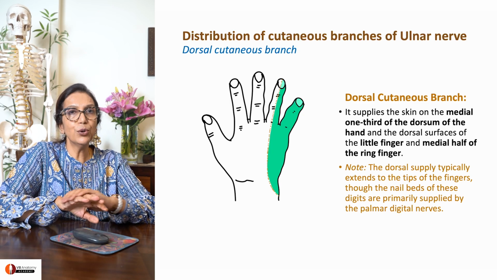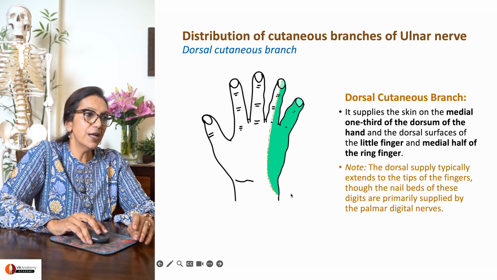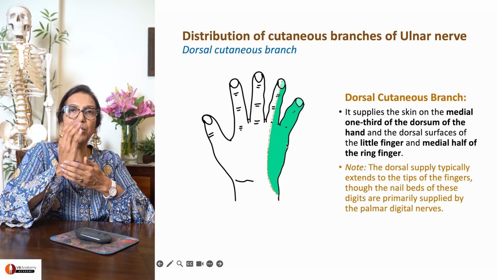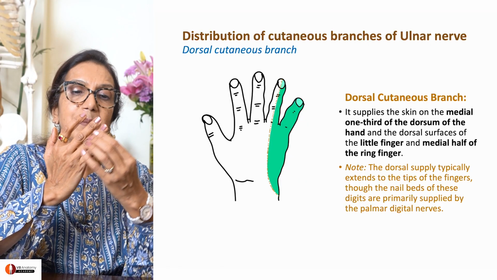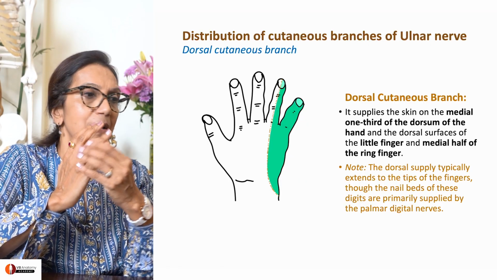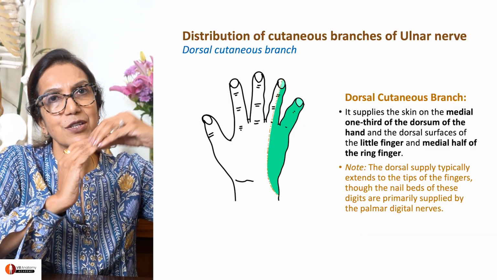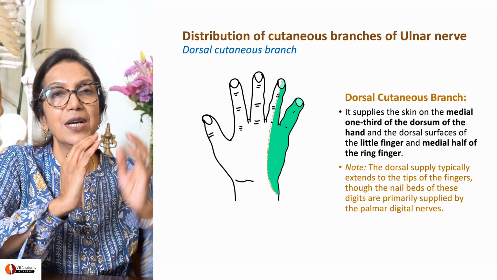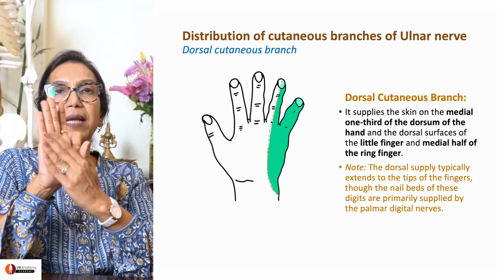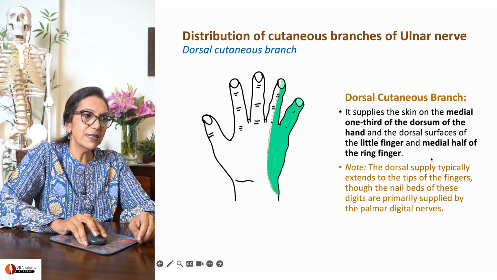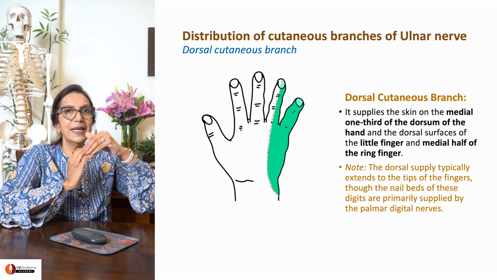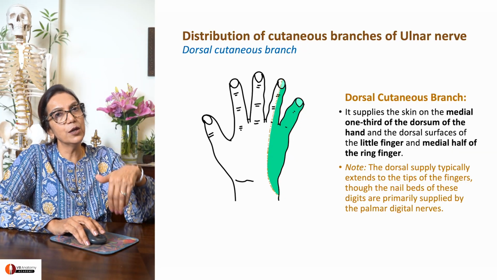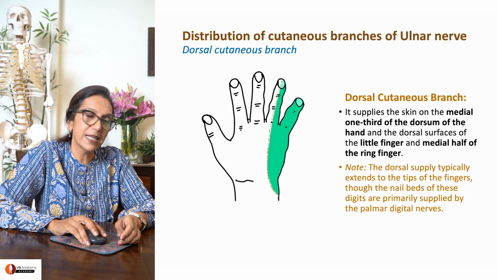What about dorsal cutaneous? Dorsal cutaneous branch supplies the skin over the dorsum of the hand, over the medial side, over the medial two digits, but the distal part of these digits till the middle phalanx are supplied by nerves supplying the palmar aspect. Dorsal supply typically extends till the fingers, but the nail beds, etc., are supplied by nerves from the anterior palmar aspect.